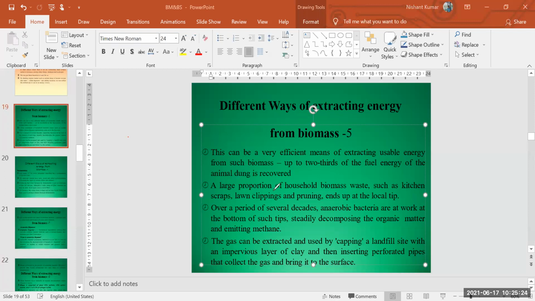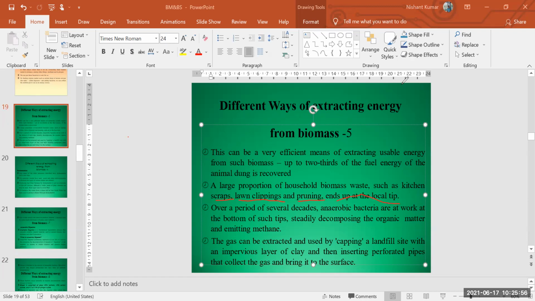A large proportion of household biomass waste, such as kitchen scraps, lawn clippings and pruning, ends up at the local tip. Means if you have an efficient household and the family members are involved, the kitchen waste could be very useful in this. Lawn clippings means if you have a lawn or a garden, you could also learn from that particular segment.